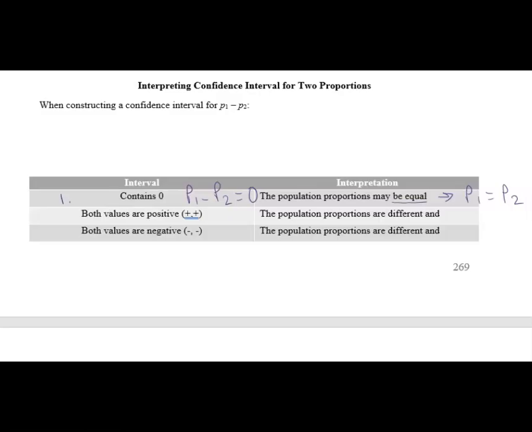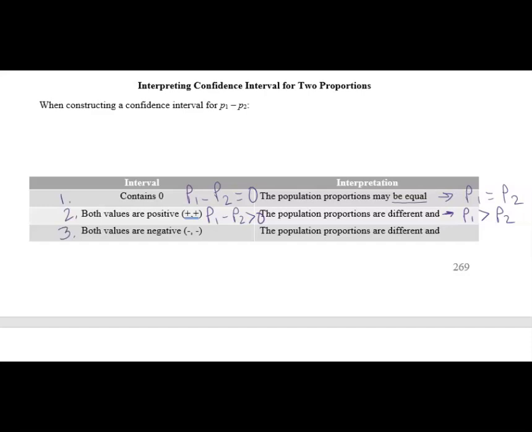The second scenario that could occur is that both values for the interval could be positive. That means that P1 minus P2, the difference, has to be greater than 0. It has to be positive. That indicates that P1 would have to be greater than P2. Same idea, just move the P2 to the other side of the inequality. That tells you P1 has to be greater than P2 is what we're estimating.